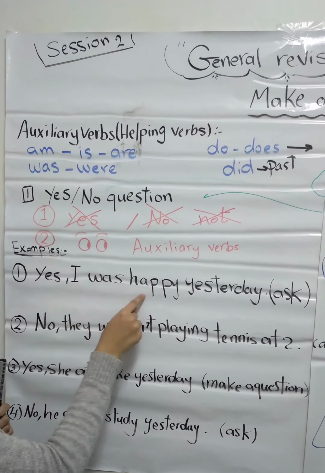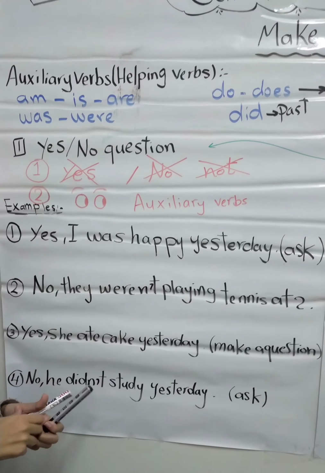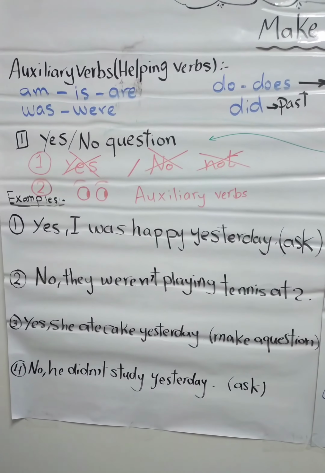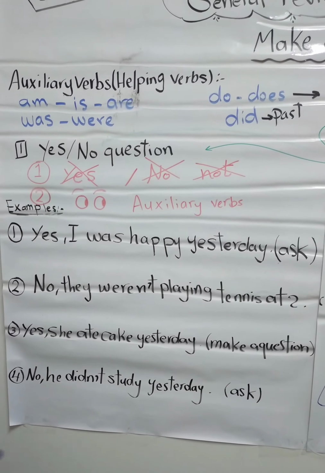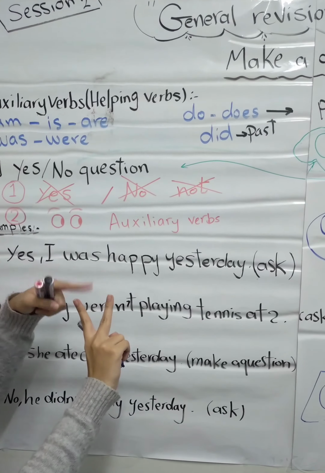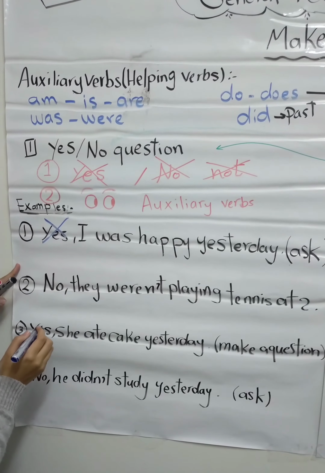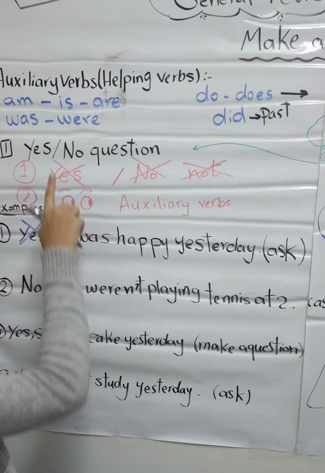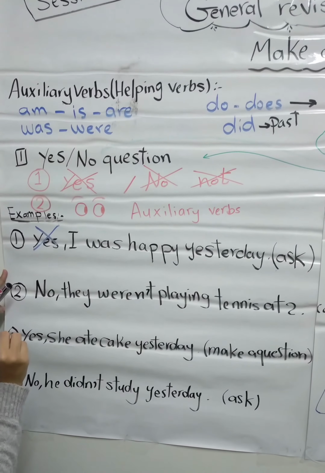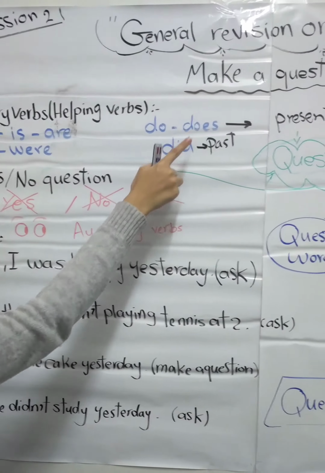Yes, I was happy yesterday. Ask، نعمل سؤال. Okay, I have to follow two steps. Step number 1: if I see yes cancel yes. Okay, step number 2: I search for auxiliary verb. أدور على auxiliary verb like am, is, are, was, were, do, does, did.